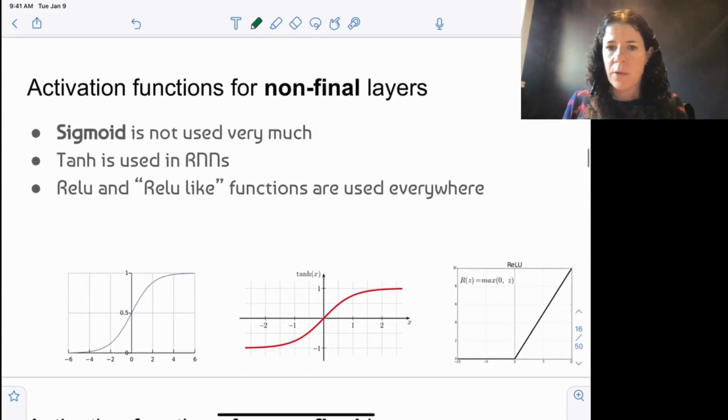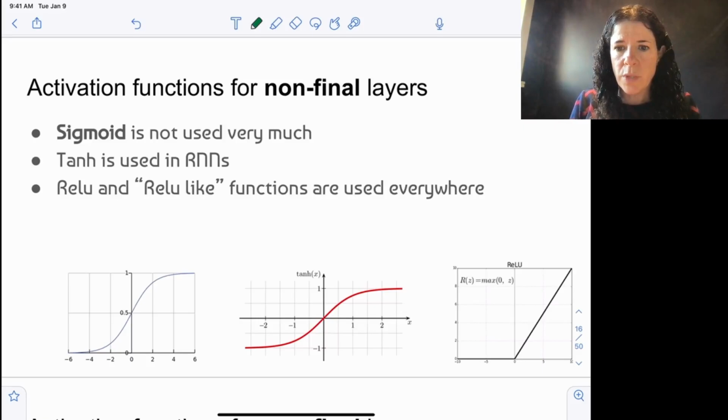First, let's talk about the non-final layers. In this case, we can talk about different functions. People used to use a sigmoid, but they don't use it anymore, basically because when you want to train deeper networks, sigmoid is not very good at getting the model to train well. Tanh, which is similar to sigmoid, was also used, and now it's used in recurrent neural networks, but not that much in feed-forward neural networks. What people tend to use these days is a function called ReLU, or some kind of ReLU-like function.